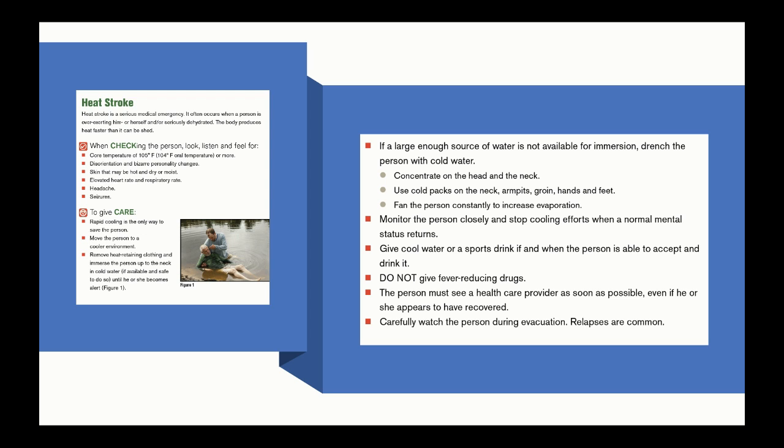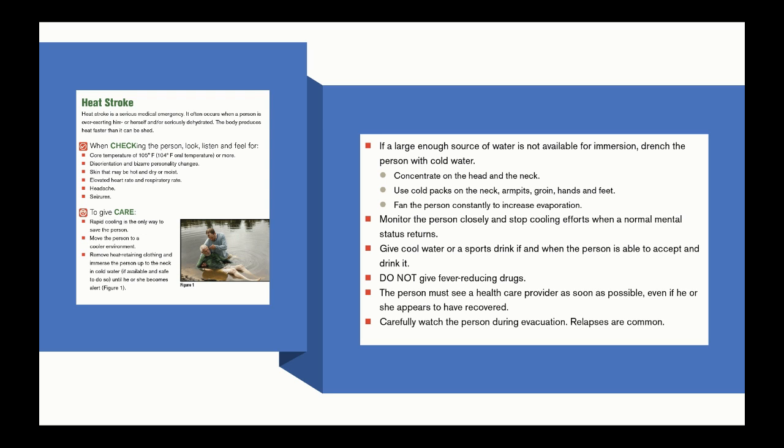How to care. We need to rapidly cool this person. They need to get to a cool environment. If we can put them in water, fantastic. If we can pour water on them, if we can fan them, whatever you can think of that can help bring down their temperature, do it. Okay? Any sort of clothes that are retaining heat, take them off, allow that person to cool. Like I said, if there is a water source, let's submerge that person, obviously not their face, right? We need to keep it safe.